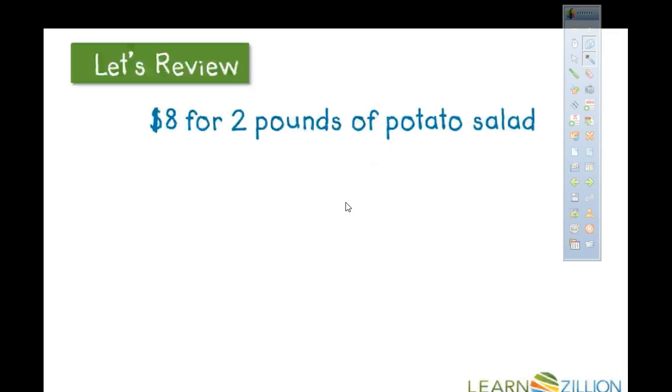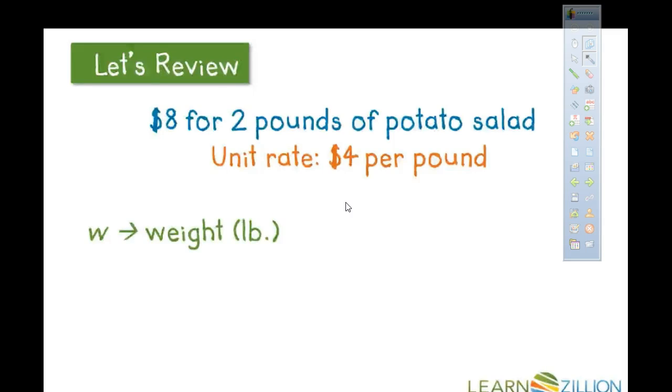Here's a proportional relationship, $8 for 2 pounds of potato salad. You already know that the unit rate can be found by dividing. In this case, it would be $4 per pound. To write an equation, you pick a variable for the independent quantity, which is the number of pounds.